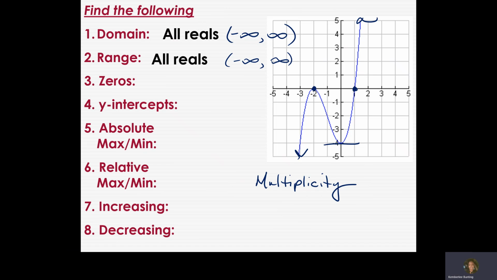Multiply, multiple. Okay, Elijah, need your attention, baby.